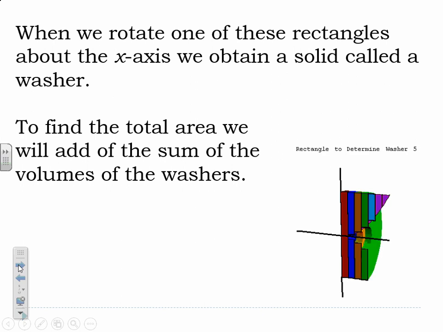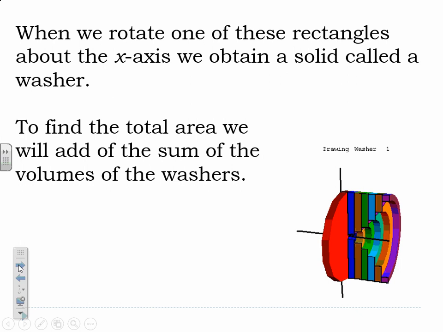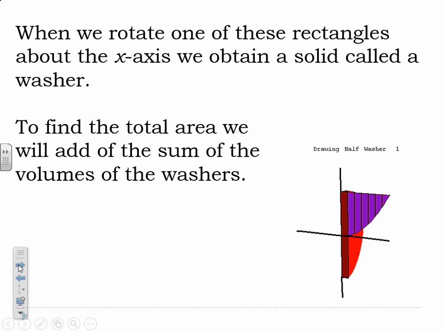A disc would be like a solid flat cylinder, okay? A washer is when we have like that gap in the middle, okay? So that red one was a washer, or excuse me, a disc, and then these all look like washers, okay? So what we're going to have to do is imagine those infinitely thin rectangles, rotating them around as infinitely thin discs or washers, and find the volume of those and add them together. That's what we're going to have to do.